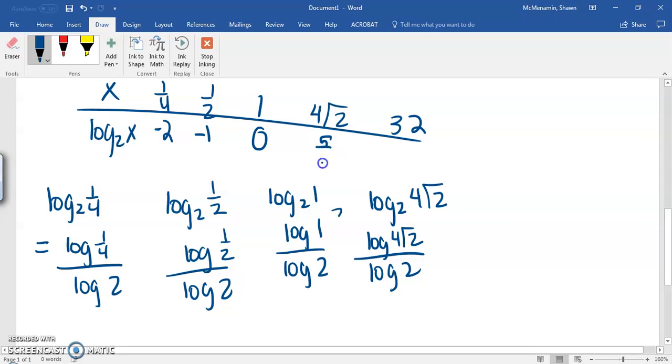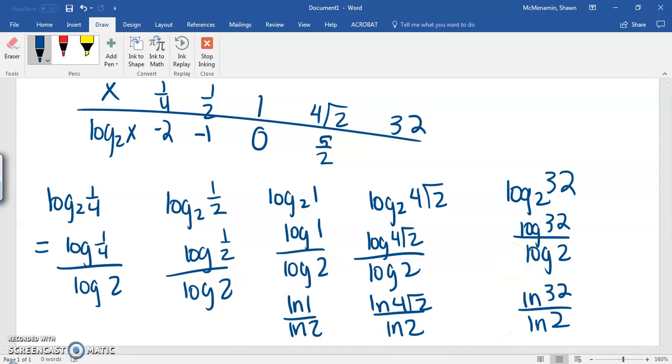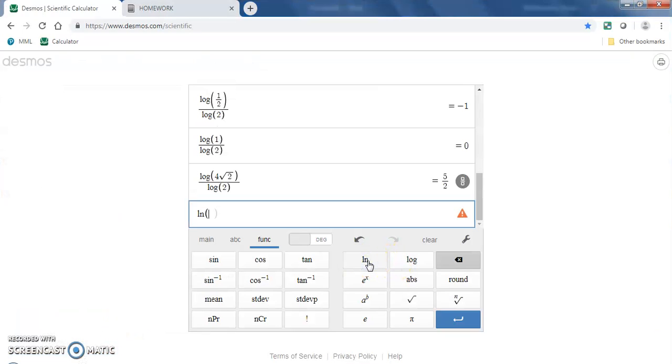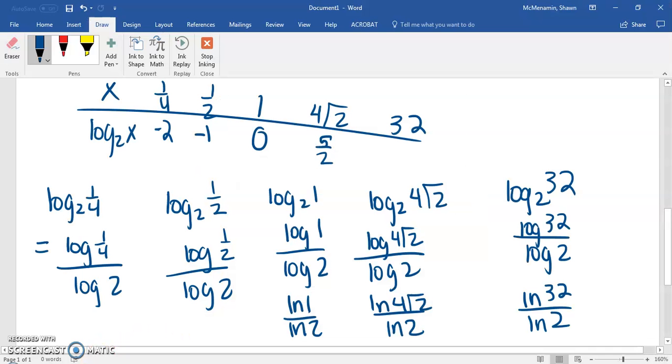And now we're going to plug in 32. So you have log base 2 of x, but now x is 32, so this becomes log of 32 divided by log of 2. Now, we could have also done all these in ln, so we'll do this one in ln. It's going to give you the same answer. The change of base says it doesn't matter what base you use, it just has to be the same. So instead of using log, I'll use ln. ln of 32 divided by ln of 2, and you get 5. So you can do it by hand or using your scientific calculator.